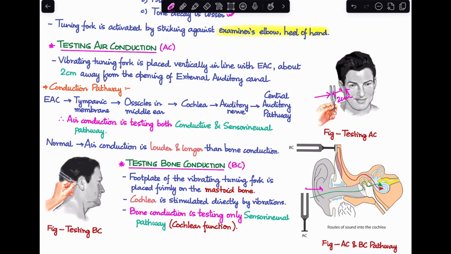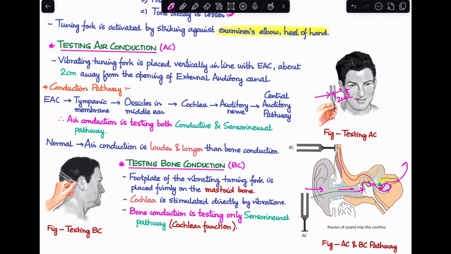It has entered the external auditory canal. Then it goes via the tympanic membrane, then via the ossicles of the middle ear, and then it reaches the cochlea. And from the cochlea, it goes via the auditory nerve to the central auditory pathway. So, this is the whole route through which the air conduction is taken in.